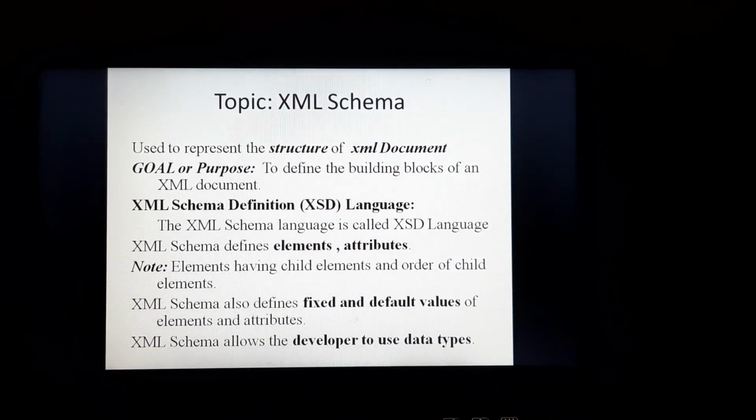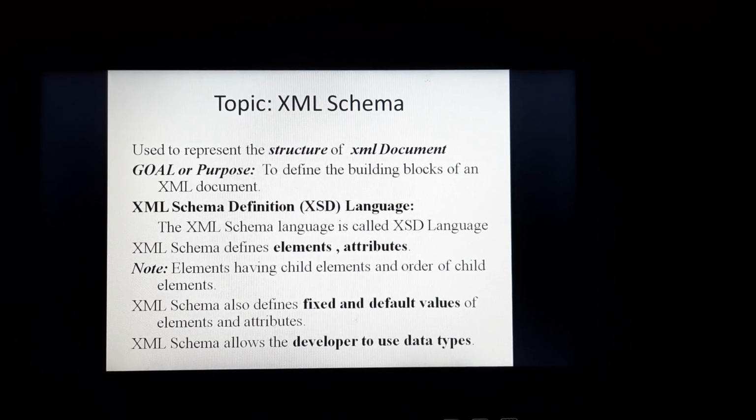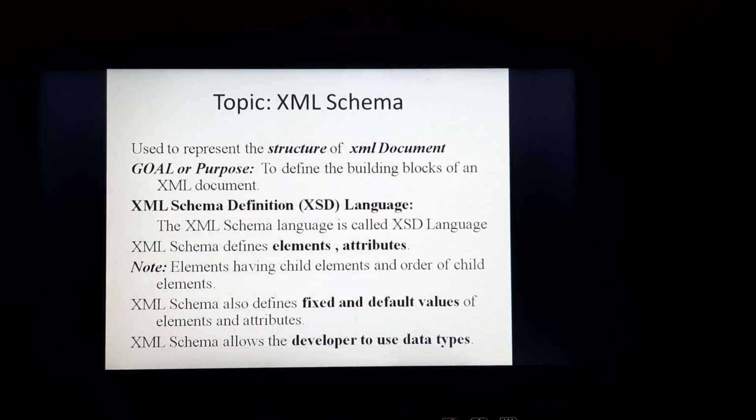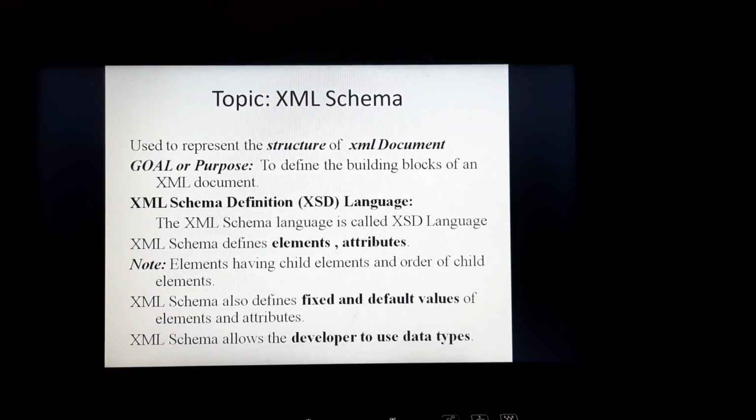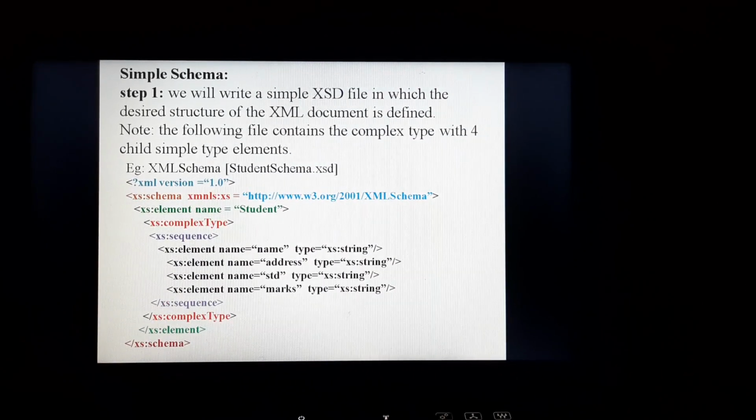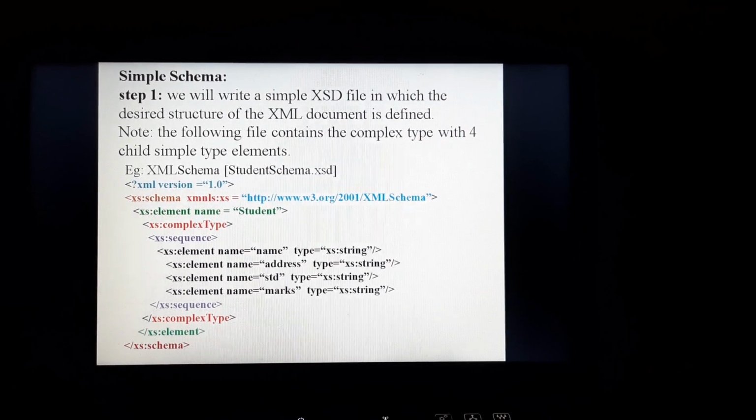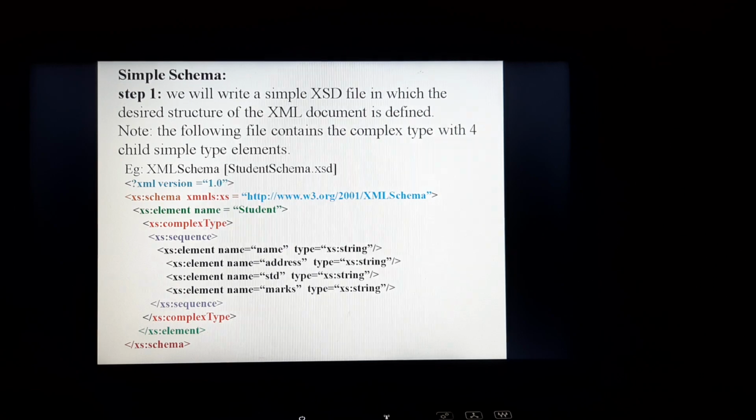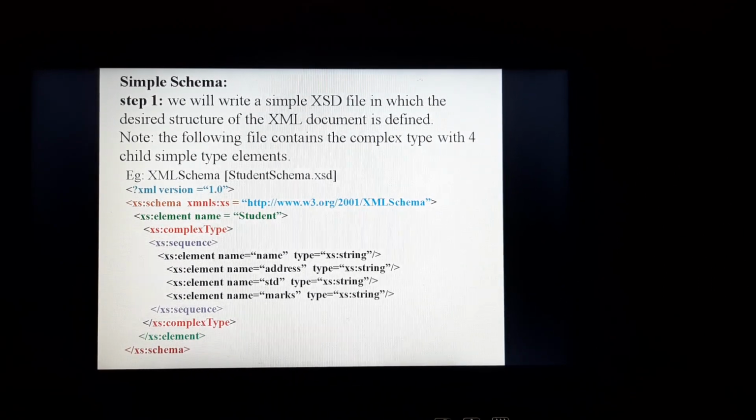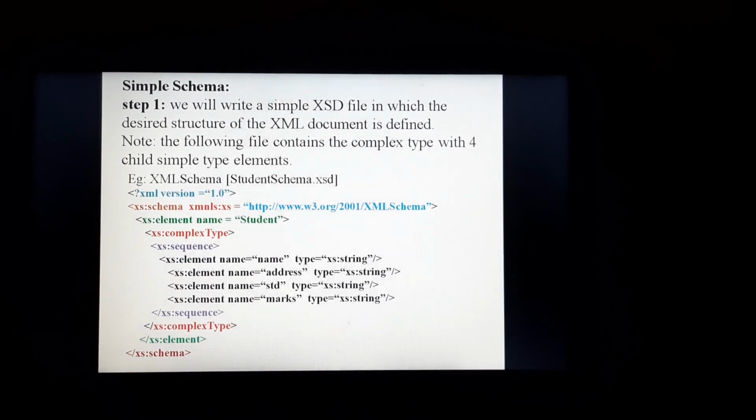We have to note the elements having child elements and the order of the child elements. Next, XML schema also defines fixed and default values of elements and attributes. XML schema allows the developer to use data types. Now we see a simple schema example. The first step is to write a simple XSD file in which the structure of the XML document is defined. Note the following file contains the complex type with child simple type elements.